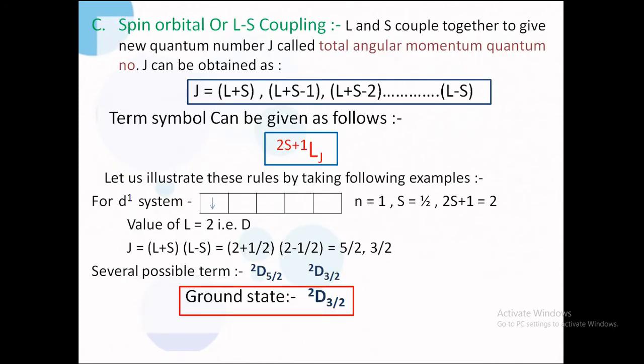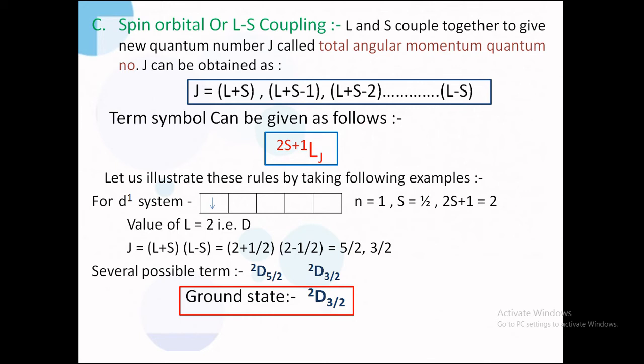After determining the L value and S value, we can easily calculate the value of J. J represents the total angular momentum quantum number. The value of J also extends from L plus S to L minus S. With the help of this J, we can write a term symbol. The term symbol is represented as 2S plus 1, L, and J. Here 2S plus 1 is the spin multiplicity, J is the total angular momentum quantum number, and L is the resultant orbital angular momentum quantum number.